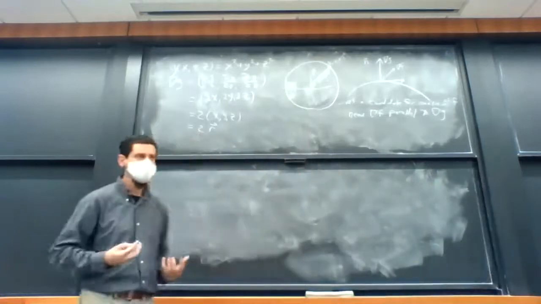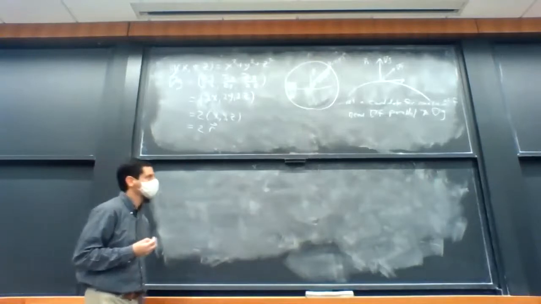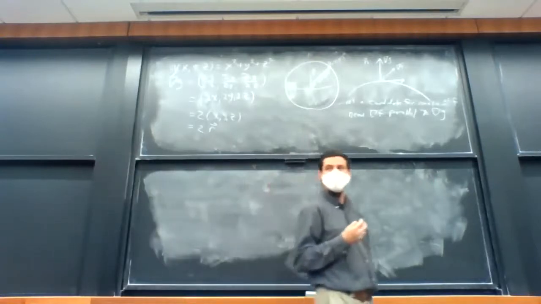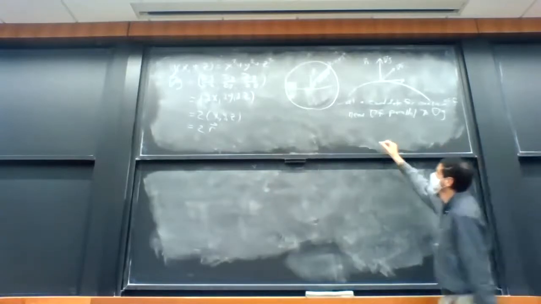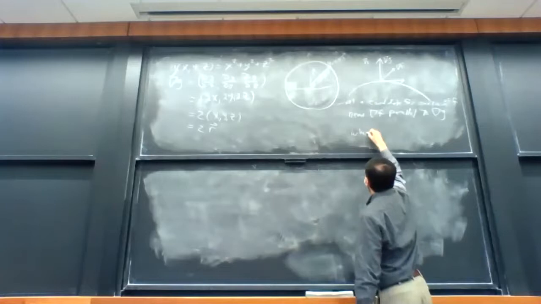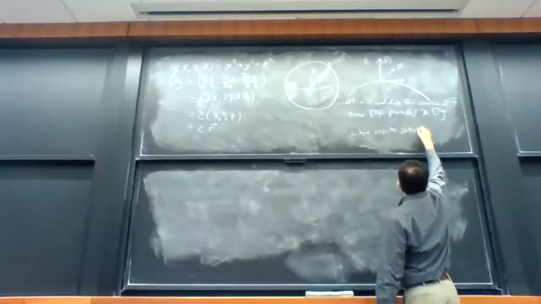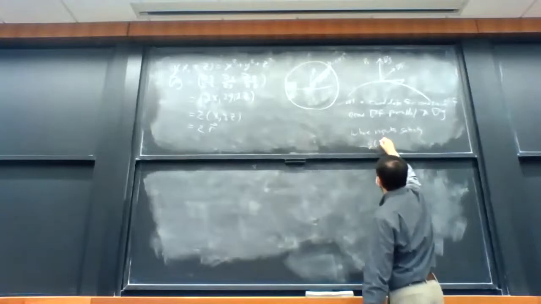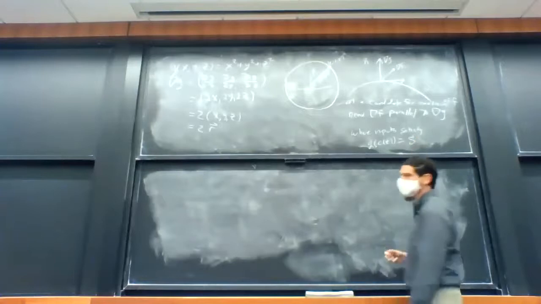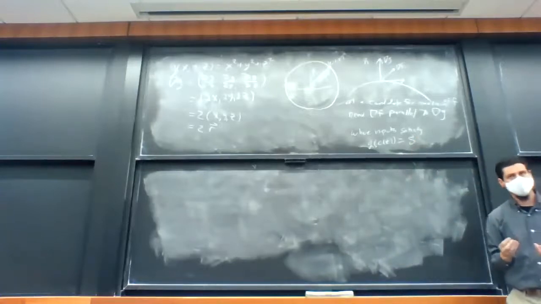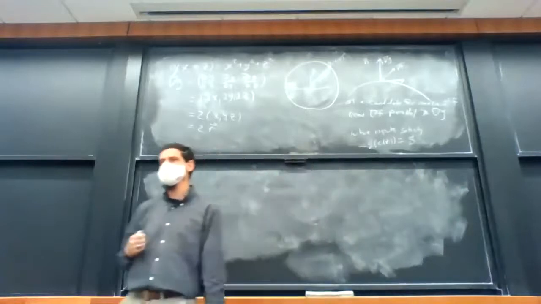So, a candidate for a maximum of f, where f is constrained, where inputs satisfy g of x, y, z equals c. So these are constrained maxima. You're looking for the maximum value subject to the condition that I live on this surface.